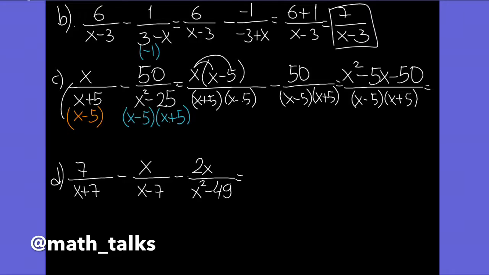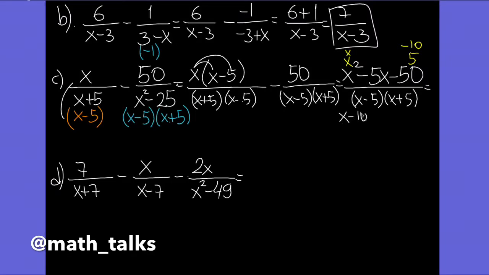Here you can factorize x squared minus 5x minus 50 using negative 10 and 5. When you multiply negative 10 by 5, you will get negative 50. When you add them, you will get negative 5. So these factors are satisfied.